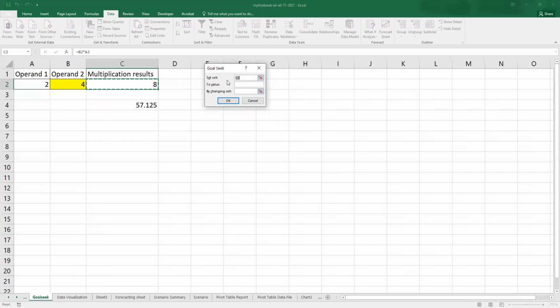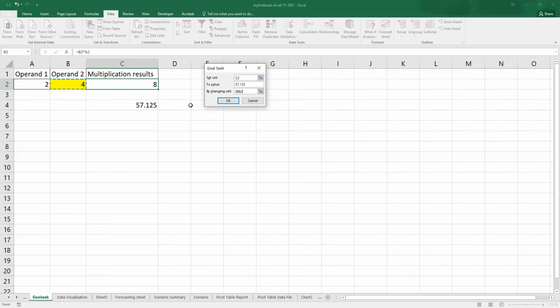Set cell means the output value that you want. In this case, if you want the multiplication result, which is located in cell C2, you put set cell C2. To value, I want 57.125. By changing cell, I want to fix value 2 as operand 1, I don't want to change it, but I want to change operand 2 to be any value, depending on the calculation to get 57.125. Then I say by changing cell B2.